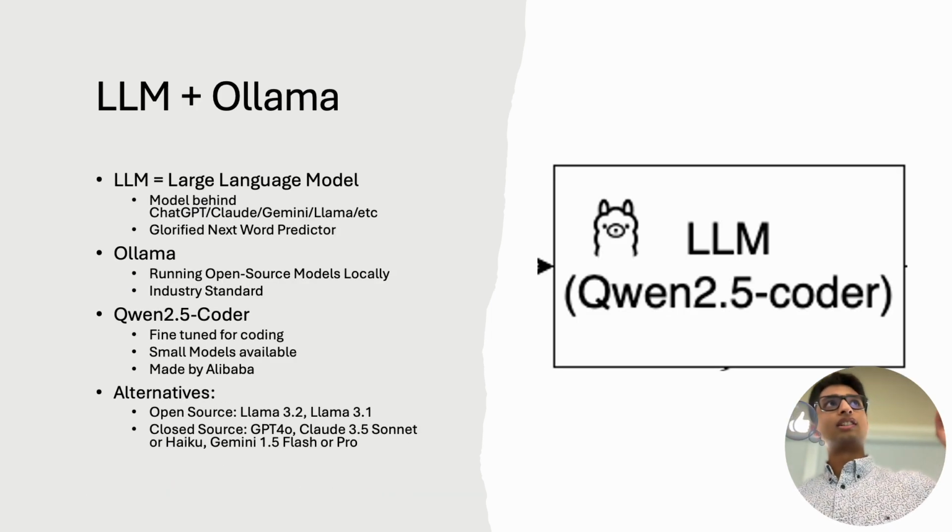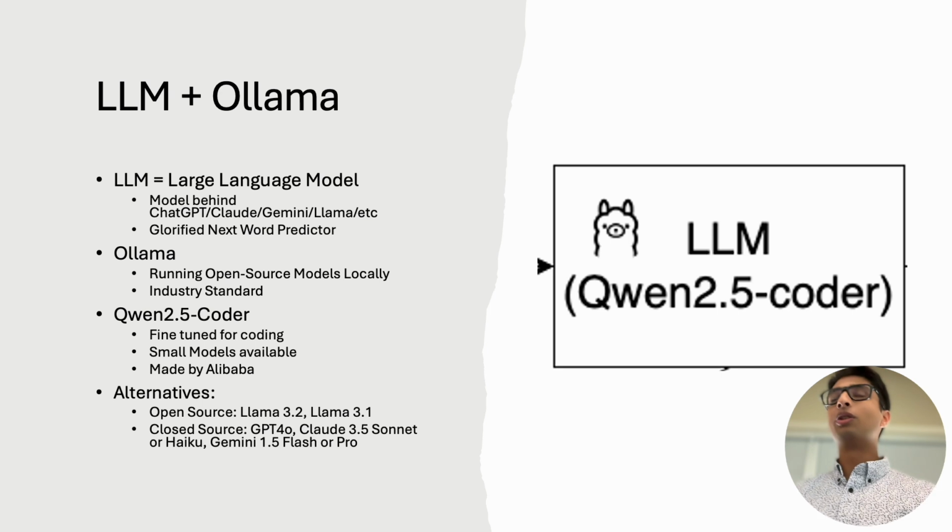So this one has a lot of text, I'm sorry, but for LLMs and Ollama, there's a lot of information here. LLMs, I think I went over it a little bit earlier. It's a large language model, essentially a glorified next word predictor, for those of you who don't know. Or if you want to think of it a little fancier, it has a little bit of reasoning capabilities in it. But like I said, it's the model behind ChatGPT, Claude, Gemini, Llama, Meta AI, whatever you've used.